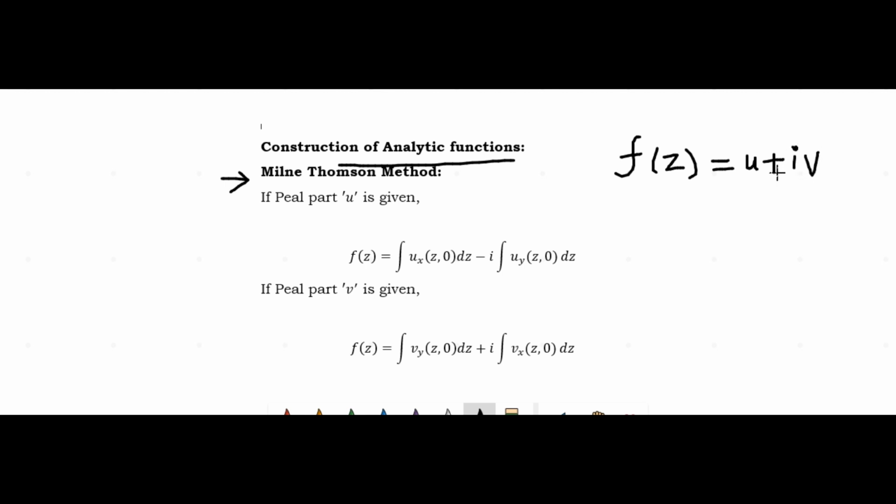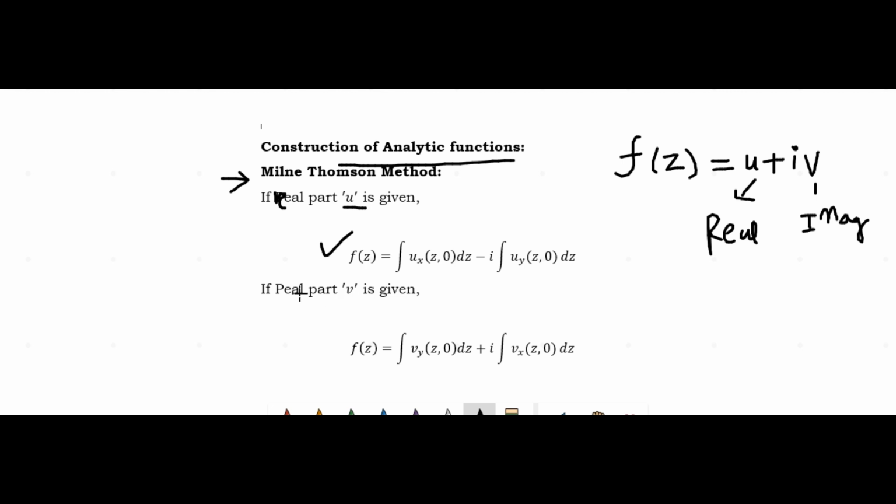Here we know that u is our real part and v is our imaginary part of the given problem. So in construction of an analytic function, we use the Milne-Thomson method. It has two categories based on the given problem. Either it is the real part, that means they give u, we use the first formula for finding f of z.